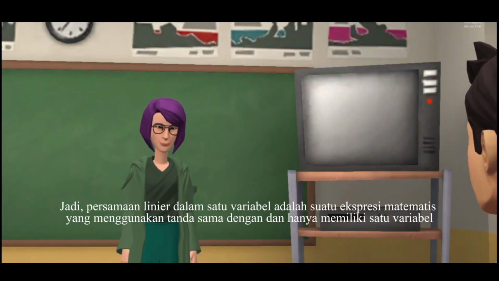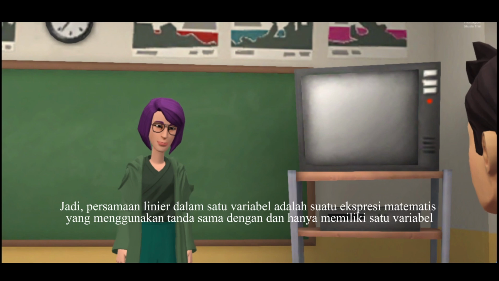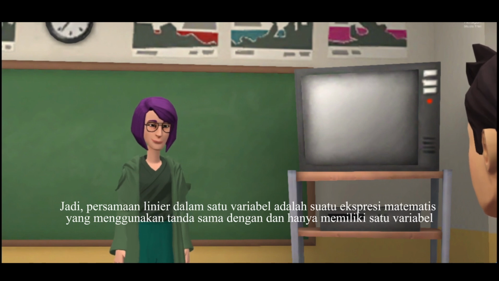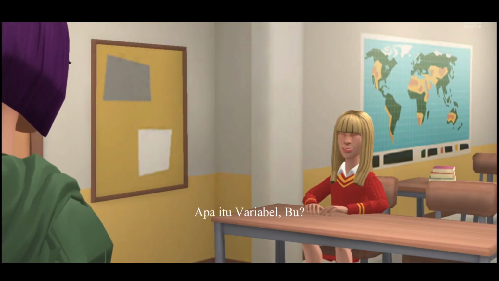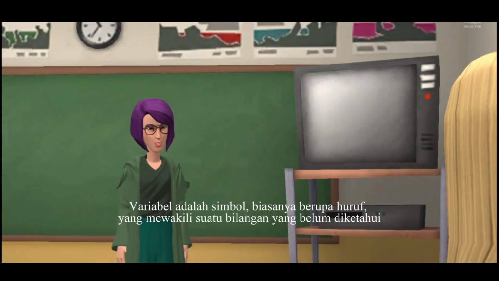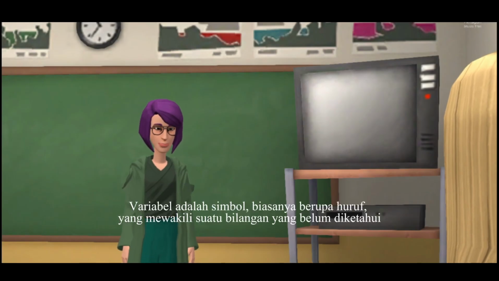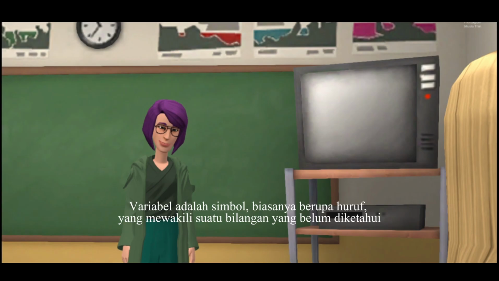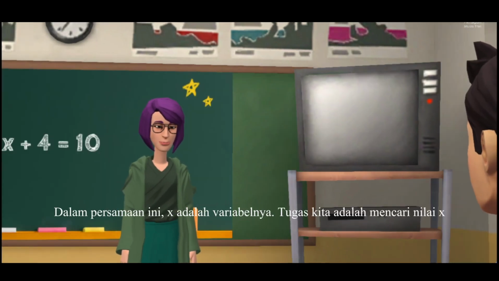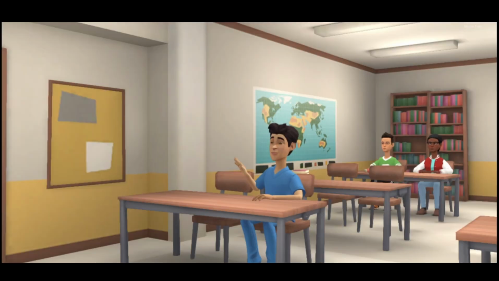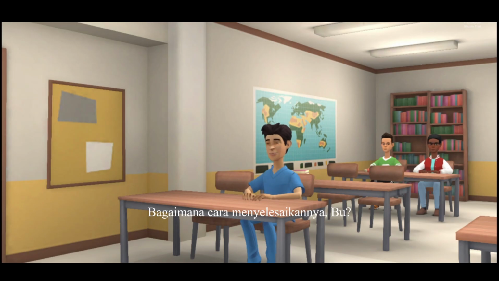So, a linear equation in one variable is a mathematical expression that uses an equal sign and has only one variable. What is a variable, Miss? A variable is a symbol, usually a letter, that represents an unknown number. In this equation, x is the variable. Our job is to find the value of x. How do we solve it, Miss?